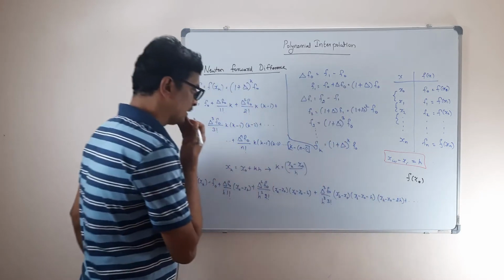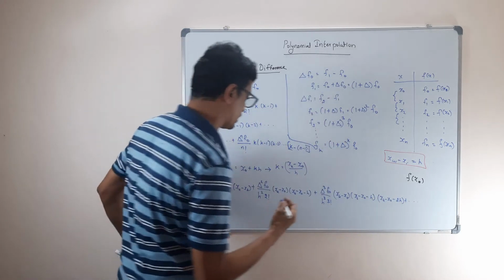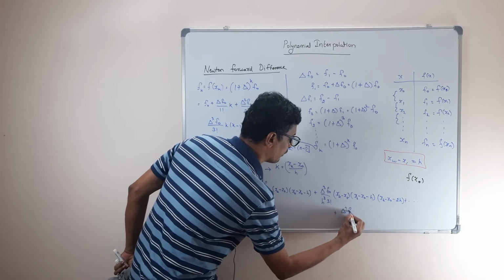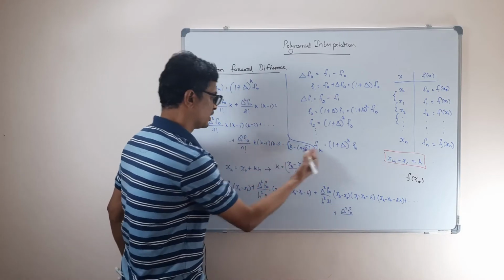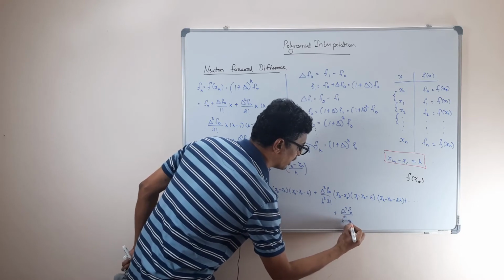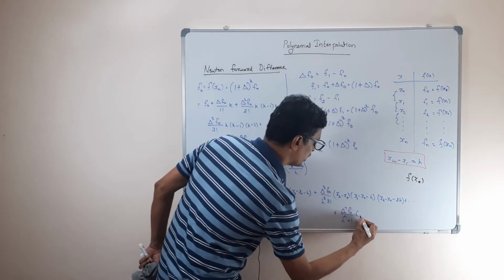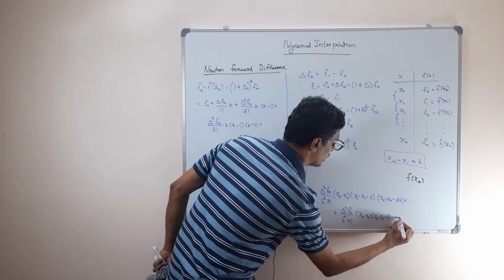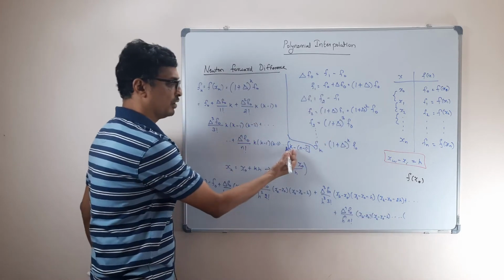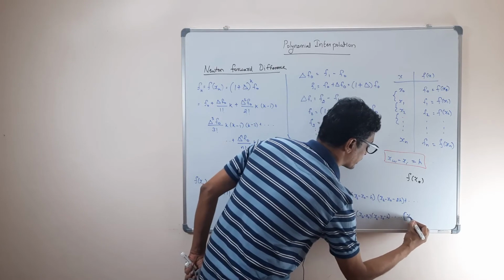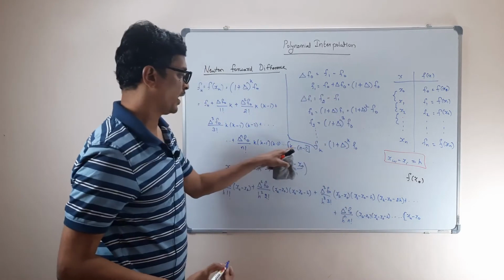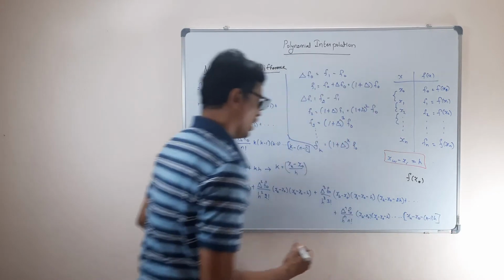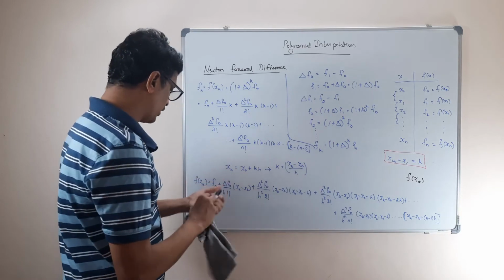And the last term, let us write the nth term, that will be plus delta power n f of 0. Again we have n h terms that will come out, so it becomes h power n, n factorial, and this will be xk minus x0, xk minus x0 minus h, and this product goes on, and finally it stops here. So what we have is xk minus x0 minus (n minus 1) h. Okay, so this is a very interesting expression.